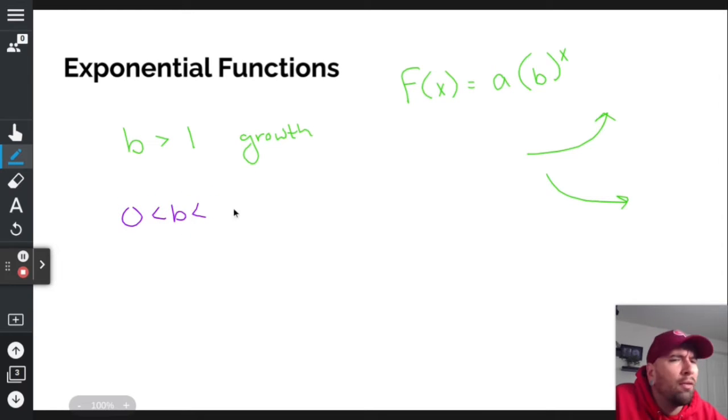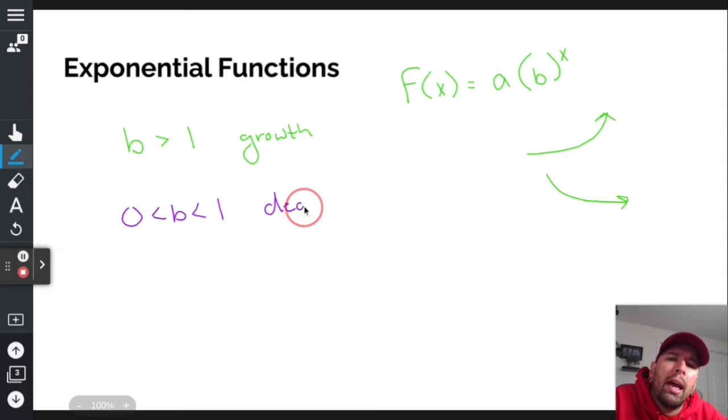If B was negative, the whole thing goes haywire, because then all of a sudden you're raising a negative to an exponent, and then a negative to an exponent, which means you're going up and down and up and down and up and down. Because if you square a negative, it becomes positive. And if you cube a negative, it becomes negative. And if you raise a negative to the fourth, it becomes positive, and so you're going everywhere. So I'm not just going to say less than 1. I'm going to say between 0 and 1.